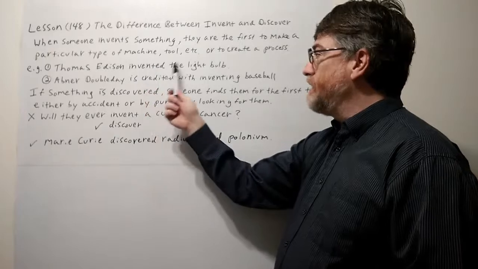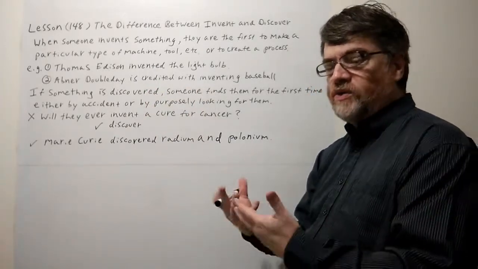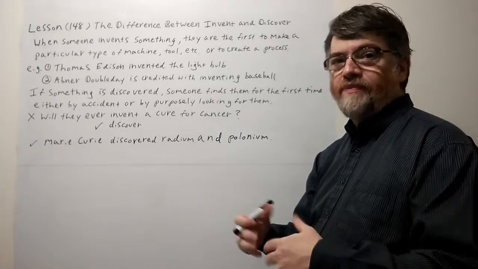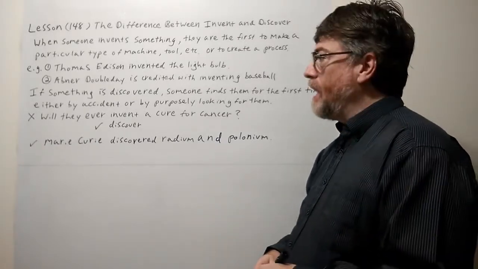Thomas Edison invented the light bulb. Well, that's a physical thing. So he was the first one to create it. He put it together. He discovered how it worked. So he invented the light bulb.